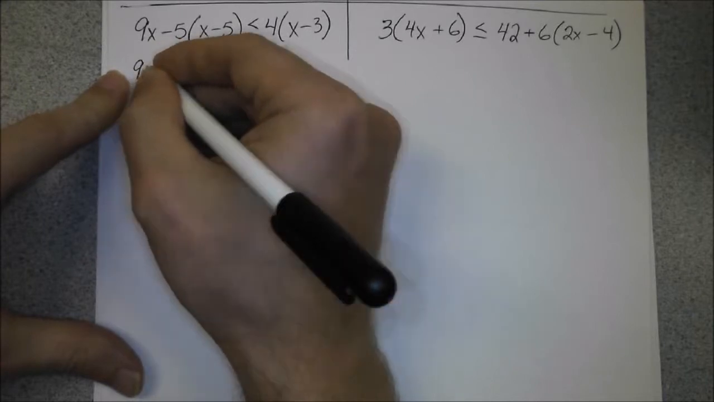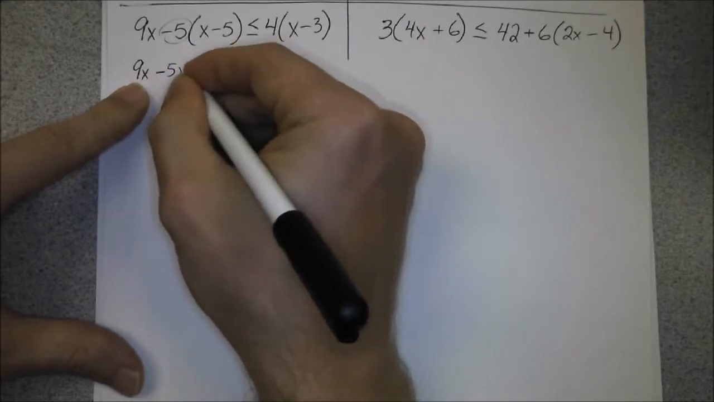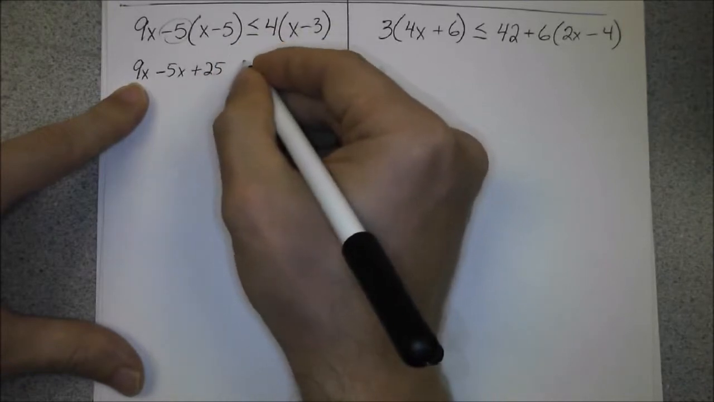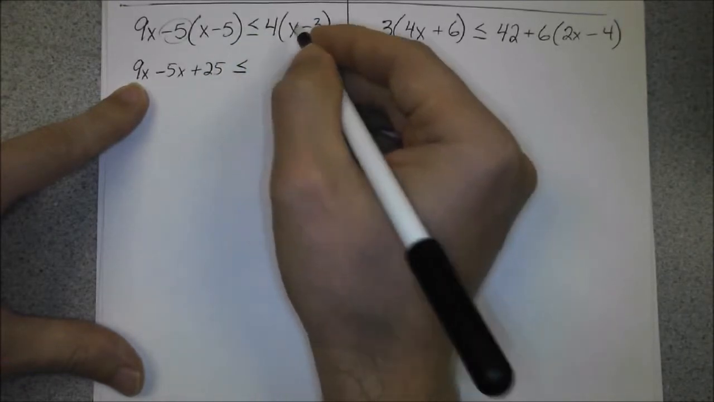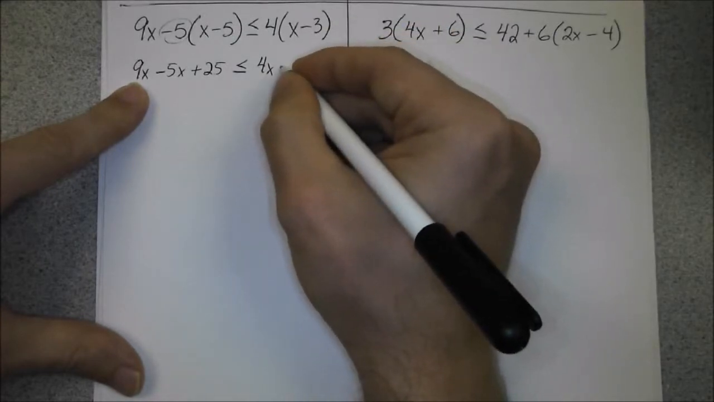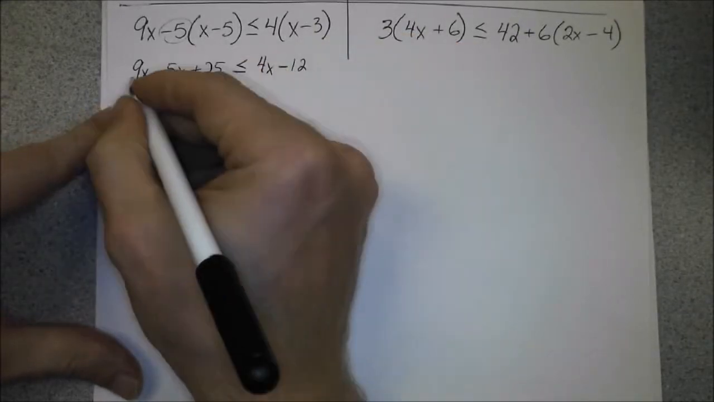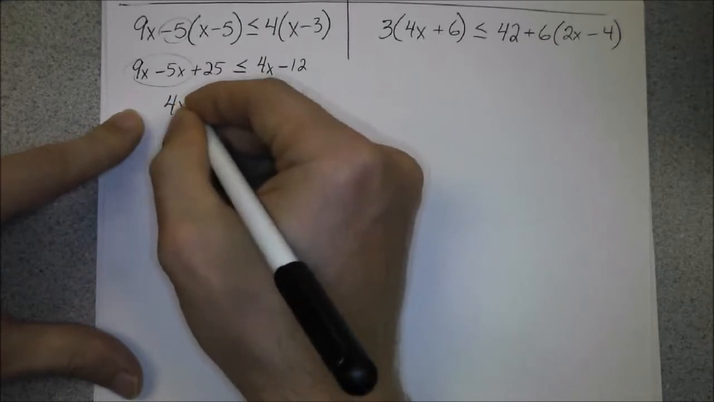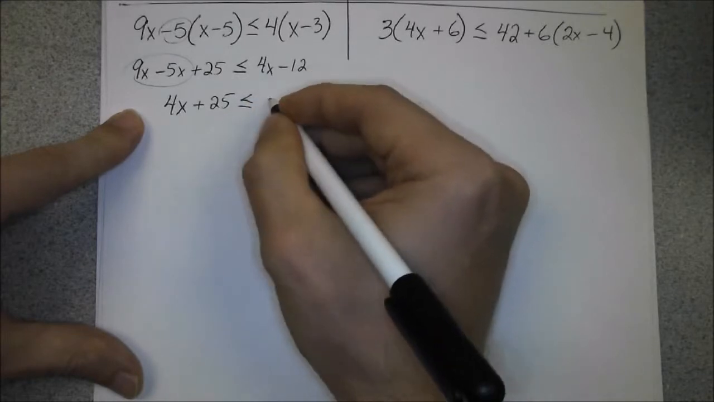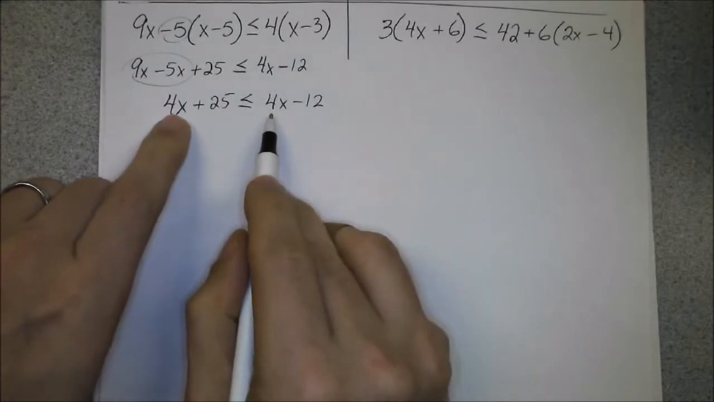I've got 9x, minus 5 times x is going to be minus 5x. Minus 5 times minus 5 is going to be plus 25. Less than or equal to 4 times x is going to be 4x. 4 times minus 3 is going to be minus 12. Now let's consolidate. 9x minus 5x, that's going to be 4x. Still have a plus 25, less than or equal to 4x minus 12. Now right away, something might be sticking out to you. You get the same thing on both sides.